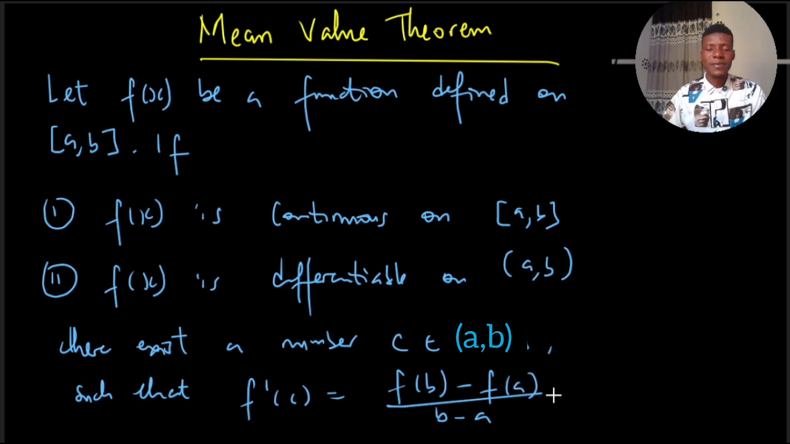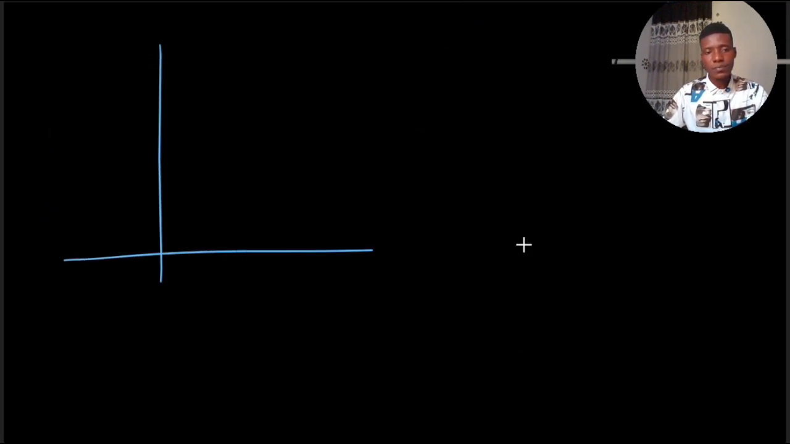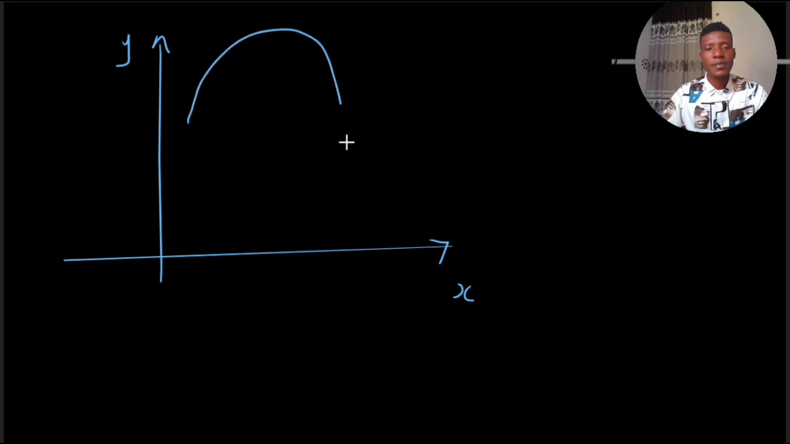The secant line now is the same thing as the tangent line, because this left hand side is talking about the slope. So how do you represent this on the graph? Let me do the graphical representation of this theorem for a better understanding. Let's assume we have a curve, just like the first theorem, the Rolle's theorem. And this is my point A, while this is my point B.